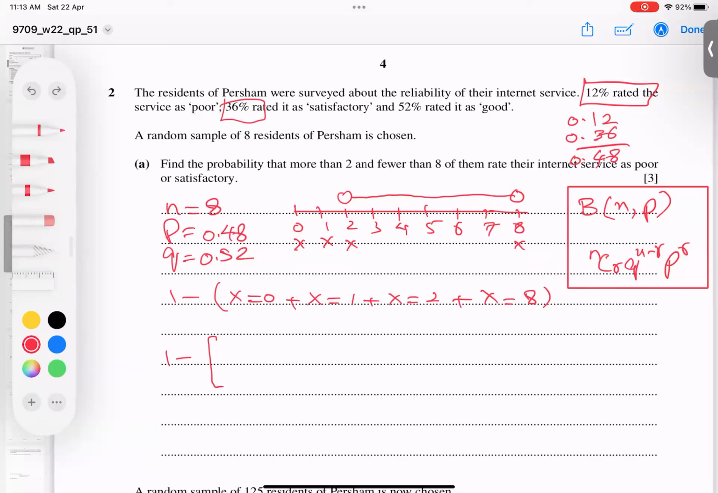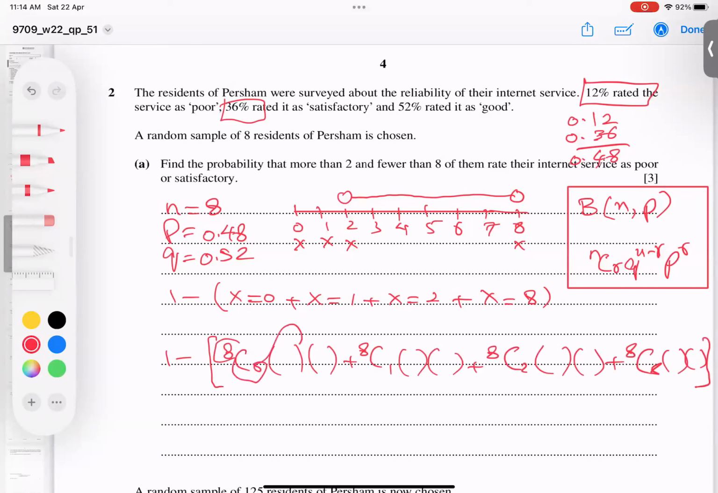So let's start. 8C0, 2 brackets, then 8C1, 2 brackets, 8C2, 2 brackets, 8C8. I hope you got the idea. 8 minus 0 comes here, 8, and 0 goes directly. 8 minus 1, 7 comes here, this 1 goes directly. 8 minus 2 and 2, and there 8 minus 8, 0, and here 8.